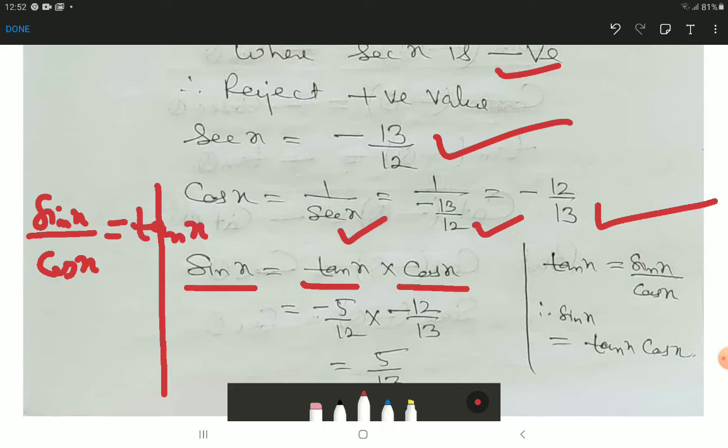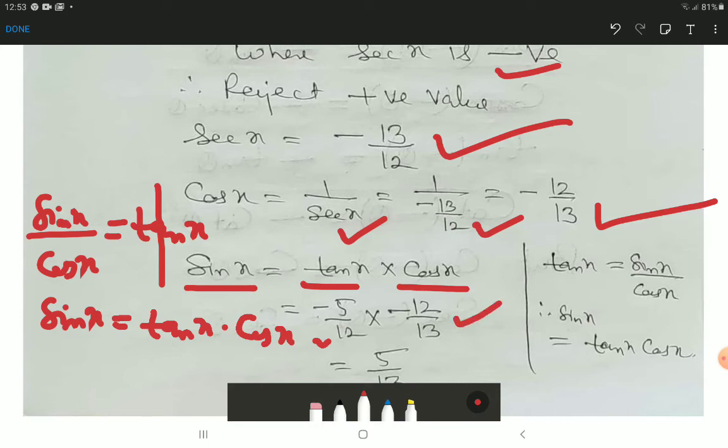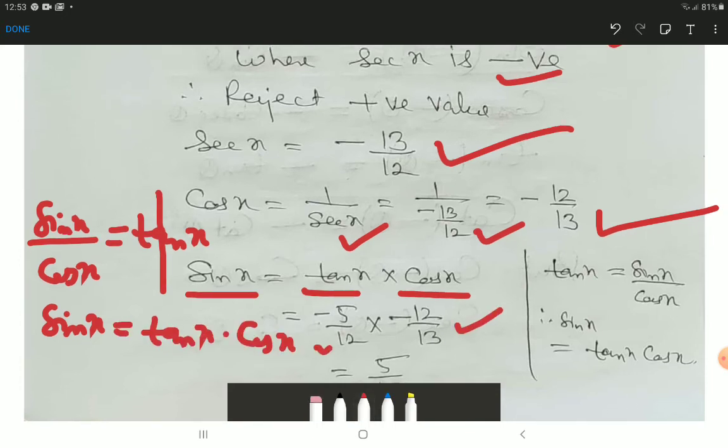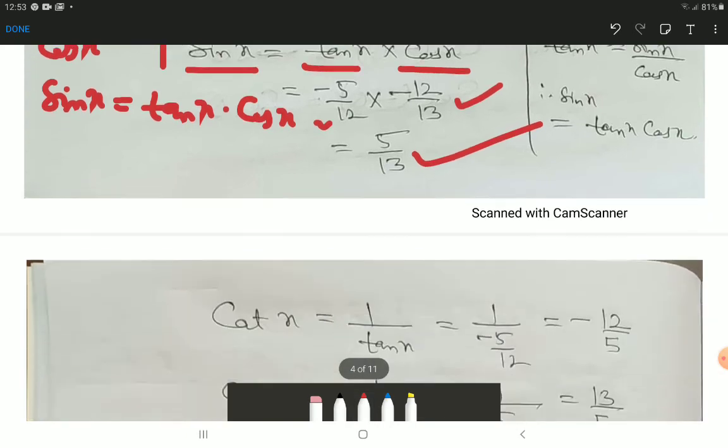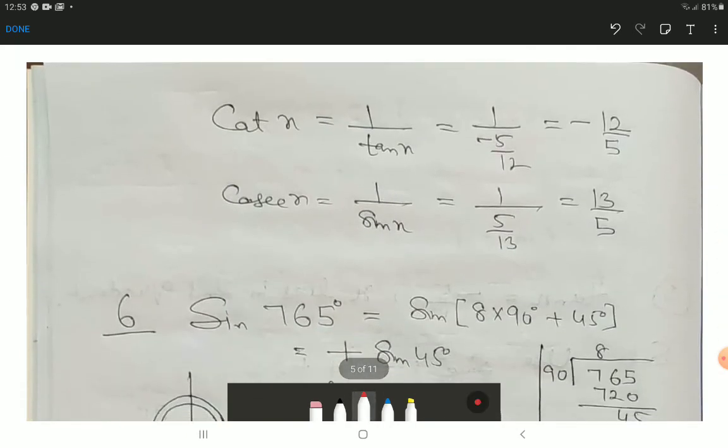So if you cross multiply, you will get sin x equal to tan x into cos x. So we can use this formula. Tan x is given to be minus 5 by 12 and cos x we have calculated as minus 12 by 13. So the answer comes out to be 5 by 13. Let's move ahead. The rest of the trigonometric ratios may be calculated in a similar manner.